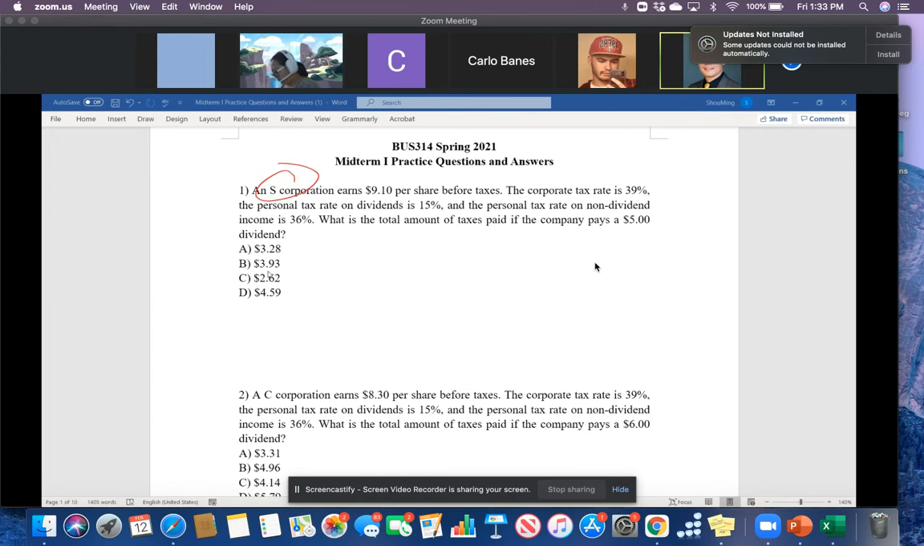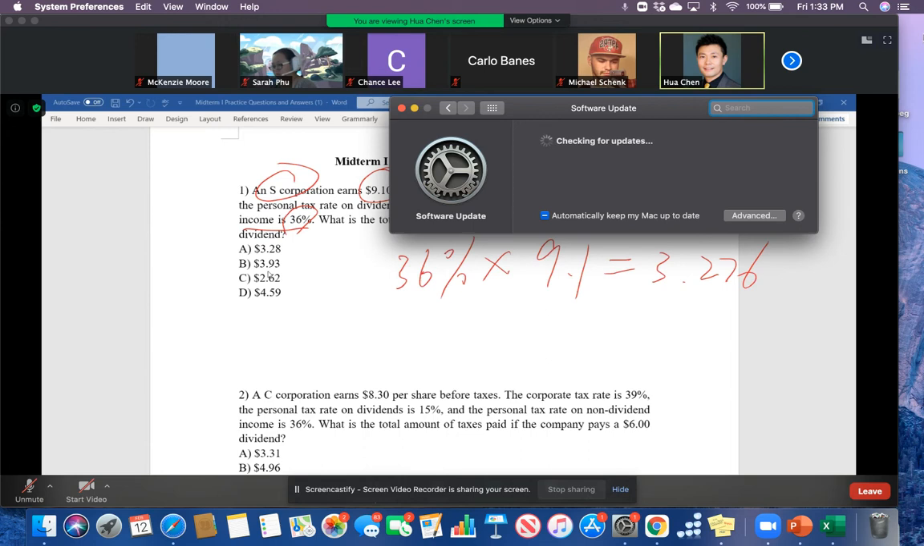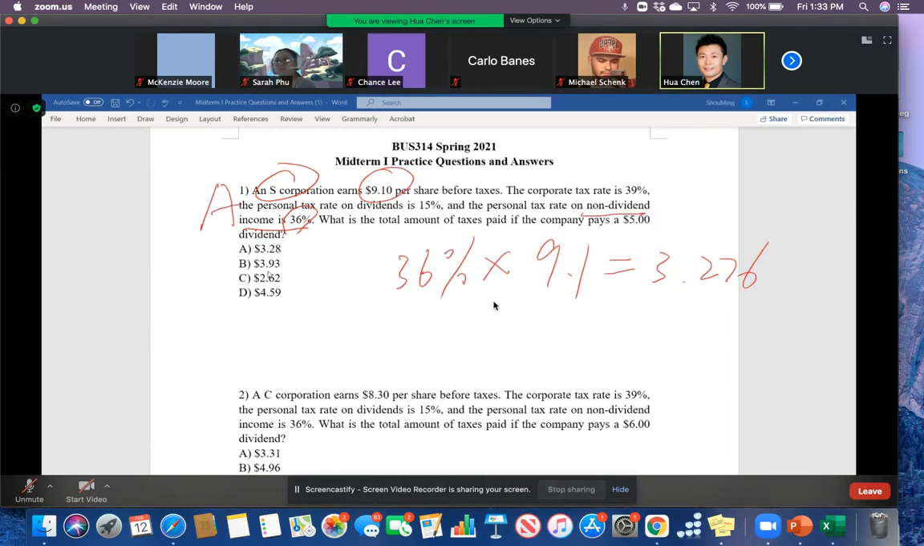So since the tax is paid at shareholder level, you need to use the personal tax rate on non-dividend income, since those profits are not considered as dividends. So we use non-dividend income, 36%, multiplied by the taxable income. In this case, the taxable income is $9.1 per share. So by doing that, you can easily calculate. The correct answer is 3.276. So the correct answer should be A. Okay, so it's very simple. So this is question one.